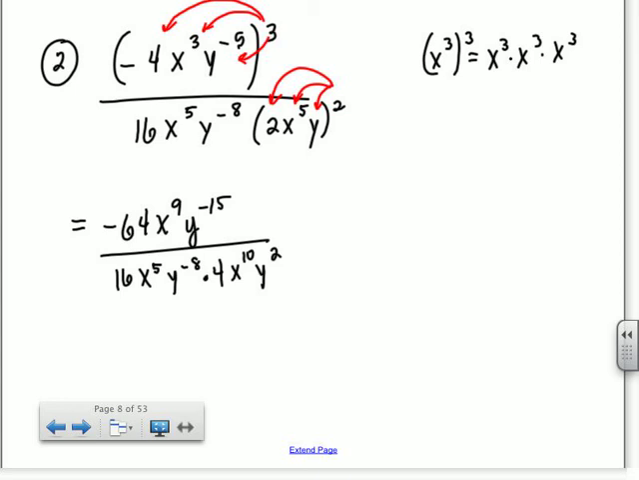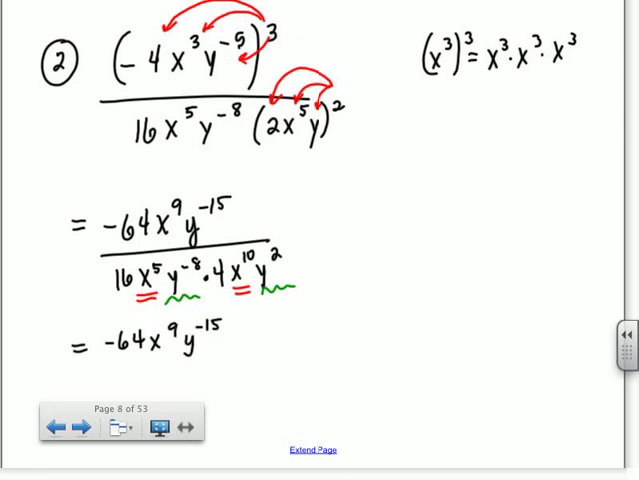And let's bring this squared in as well. So the squared goes to each piece. So 2 squared is 4. X to the fifth squared is x to the 10th. And y squared is just y squared. So far, so good? Okay, now let's combine anything that's the same.